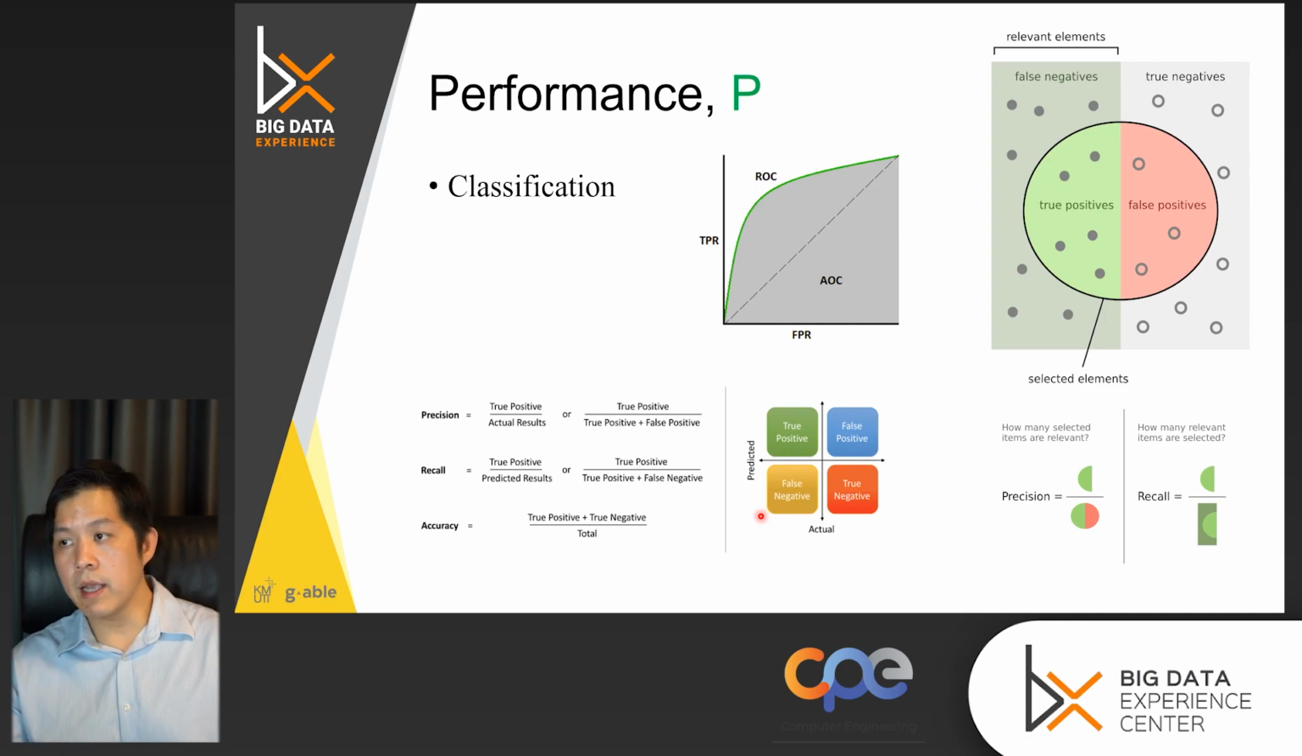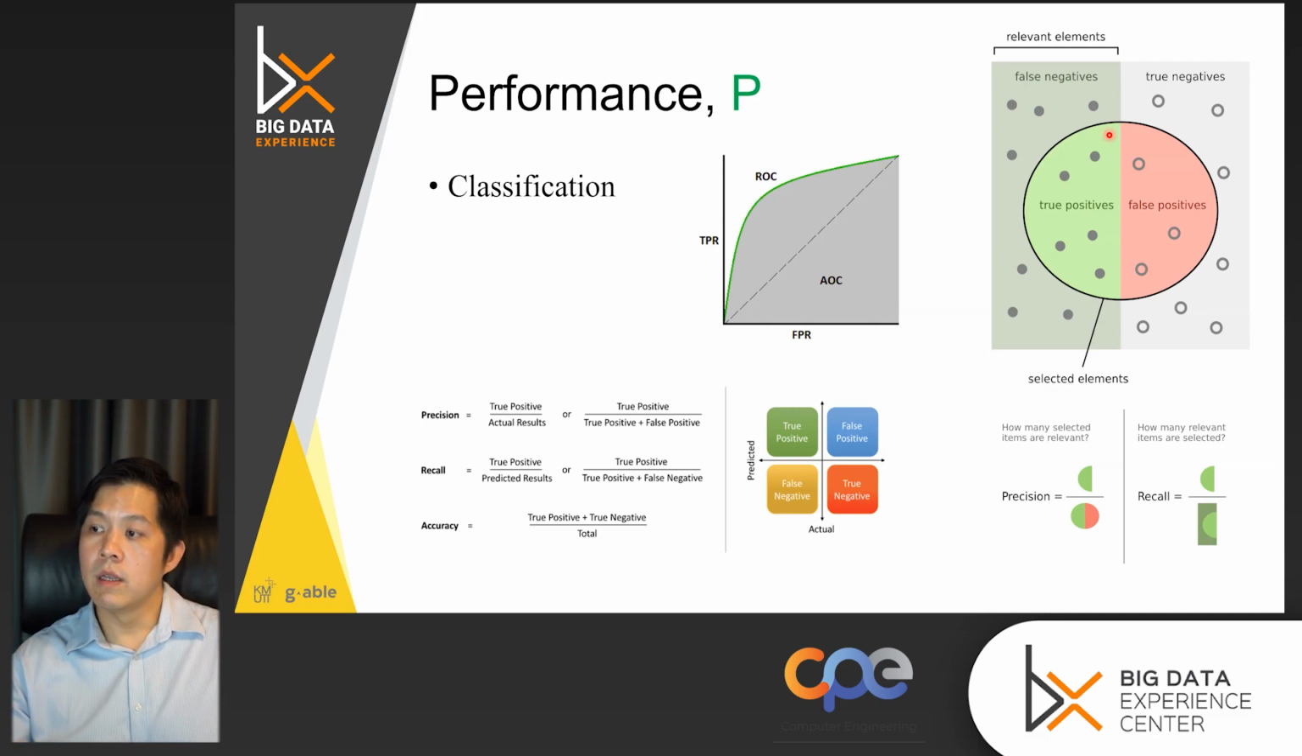This can be better explained on the right hand side. When we create a model and perform prediction, precision comes from the left part of the circle divided by the whole circle. This is precision. The circle itself is the selected elements from the model. Recall would be the left part of the circle over the left part of the square, right? And we have the ratio of the detection of the relevant elements.